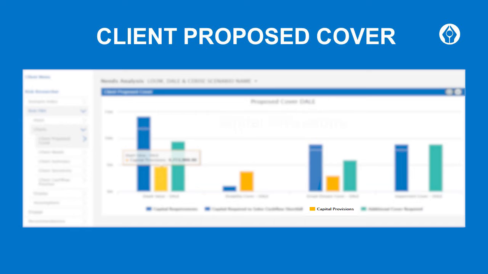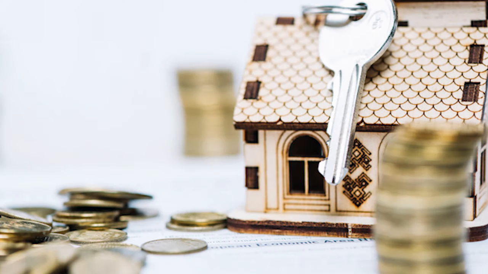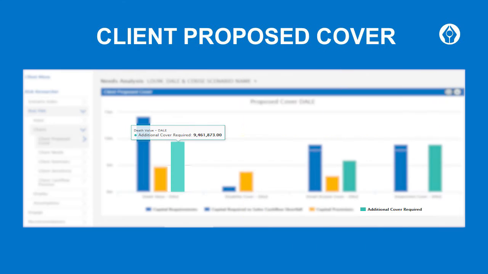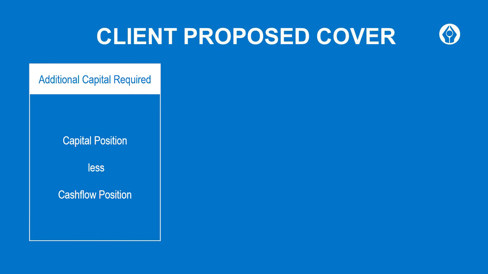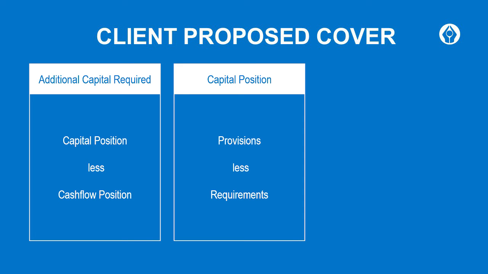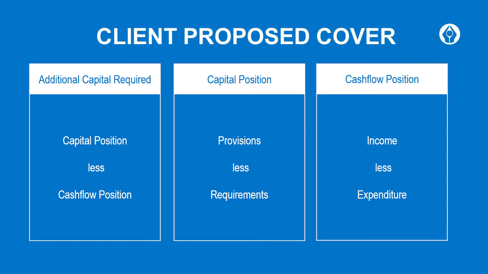Capital provisions are existing provisions of the clients taken into account in the risk plan. It consists of the following: disposable assets, retirement fund lump sums, and existing cover. Additional cover required is the risk benefit amount to be implemented. This is to provide for the client's capital and income needs and objectives. The additional capital required is the difference between the capital position and the cash flow position. Capital position consists of the provisions less requirements, whereas cash flow position is income less expenditure.